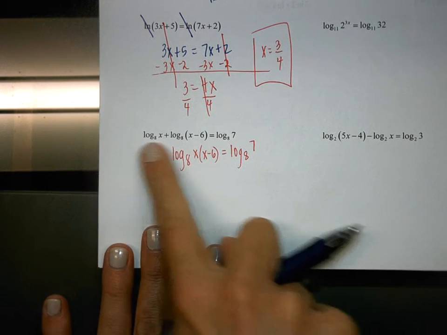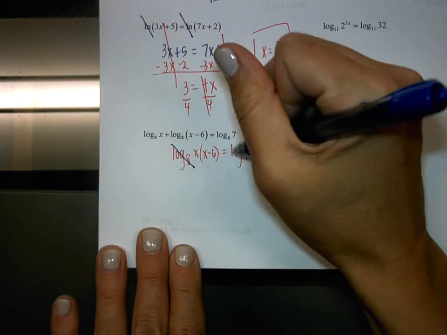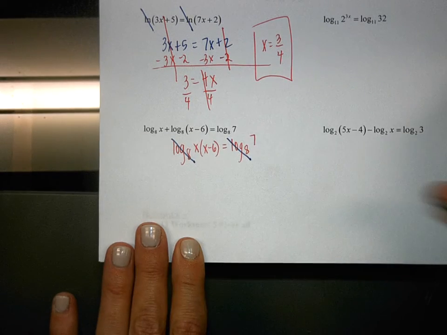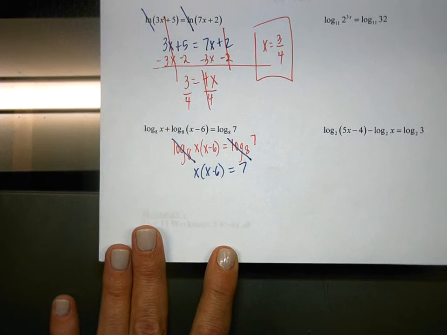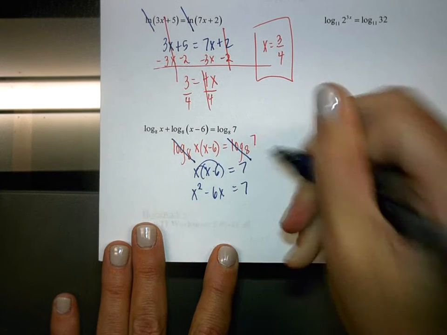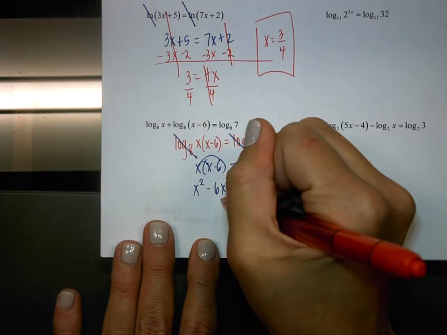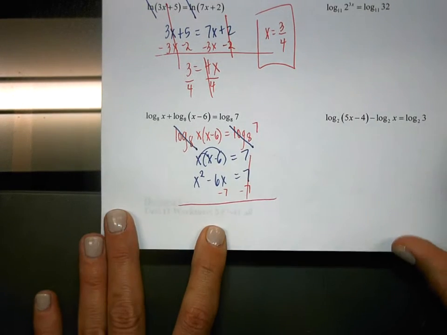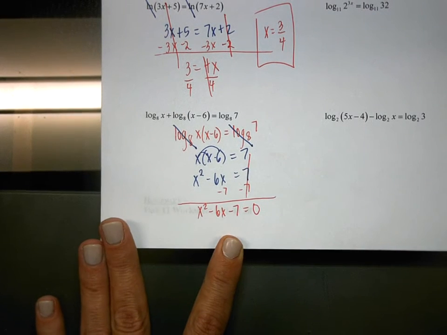When you have one single log on both sides, that is when you can cancel them out. So now we have x times x minus 6 equals 7. What would I do to solve this? Good. Distribute the x through. We get x squared minus 6x equals 7. Anytime we see an x squared term, we're probably going to have to factor. And in order to factor, it needs to be set equal to 0. So I'm going to subtract 7 from both sides. I get x squared minus 6x minus 7 equals 0.